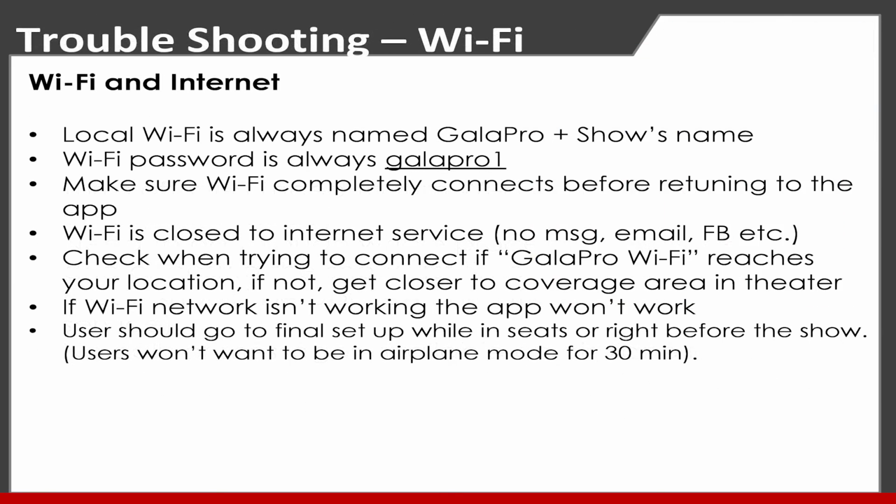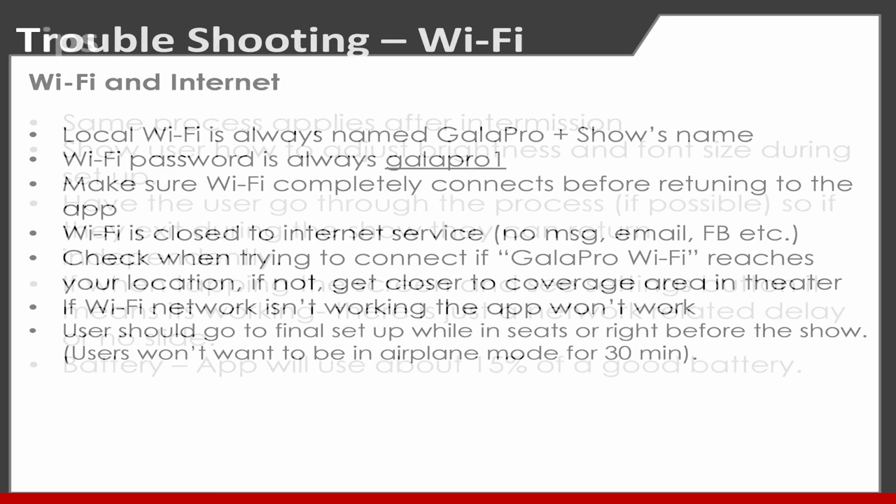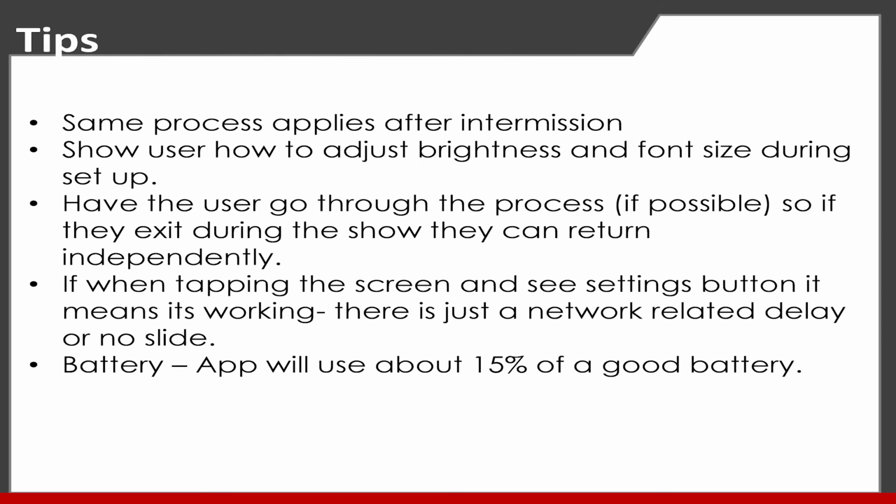For Wi-Fi, when you're done setting up the GalaPro Wi-Fi and you've entered the password, which is GalaPro1, you want to make sure that the Wi-Fi is fully connected before you return to the app. The app needs to have that connectivity to the Wi-Fi network to work. Otherwise, it just won't work. Also, when in doubt if it's a problem with the phone or the app or the Wi-Fi, use another phone to connect to the GalaPro Wi-Fi and see if it works there. If it's a few phones not working on the Wi-Fi, we know there's a Wi-Fi problem. If it's one phone, then we know it's a problem with the phone.